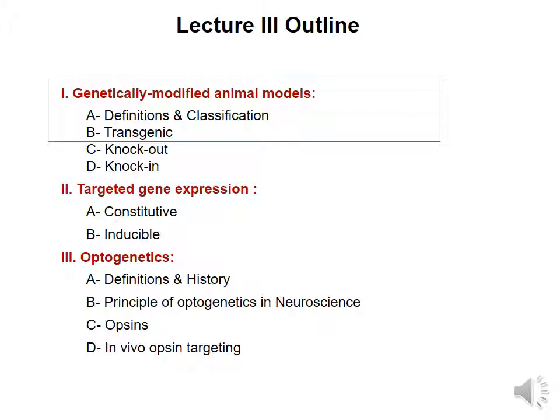In this video, we will focus on describing what genetically modified animal models are, with emphasis on transgenic animals. Other genetically modified animals are knockout and knock-in animals, which we'll also talk about, but in video number 2.